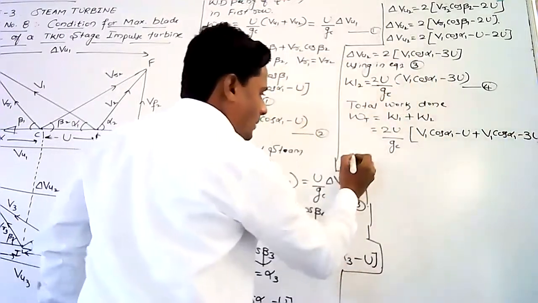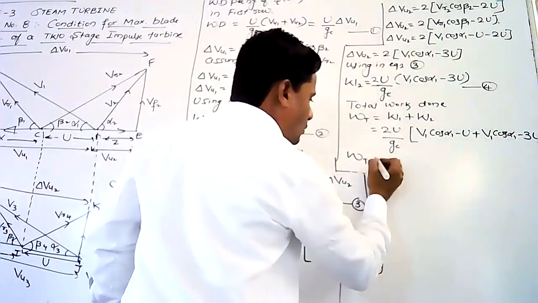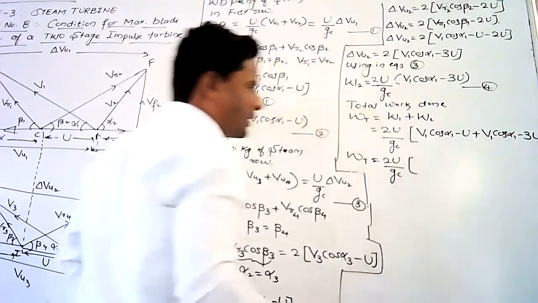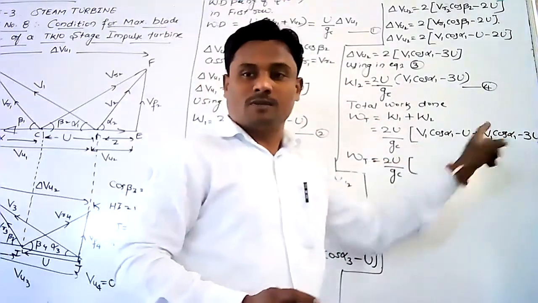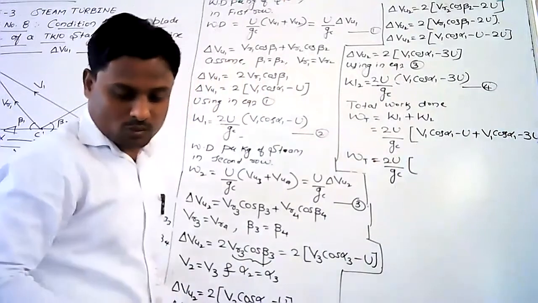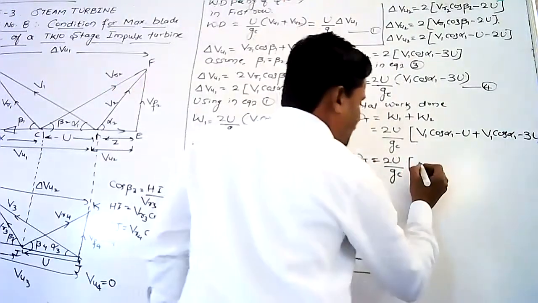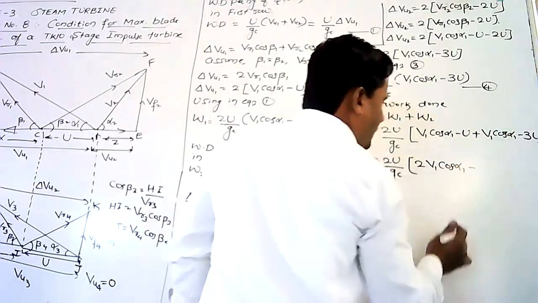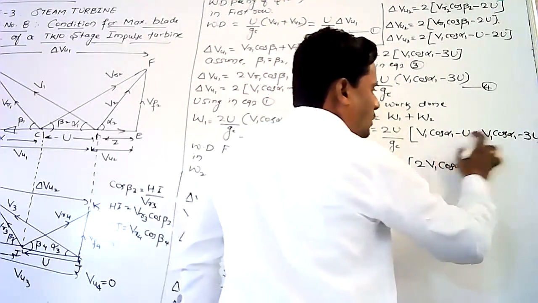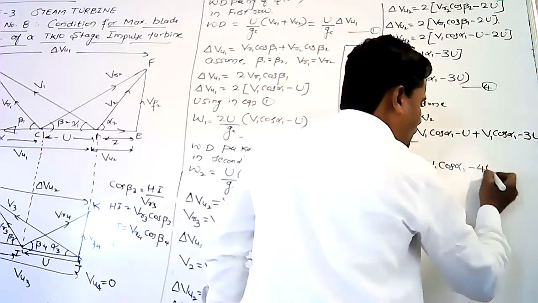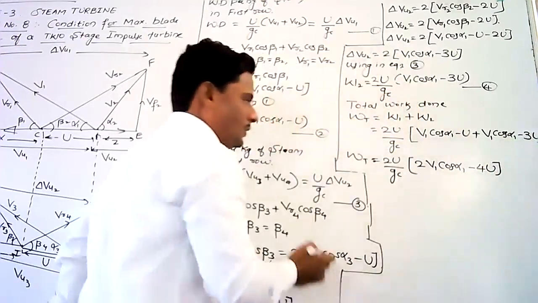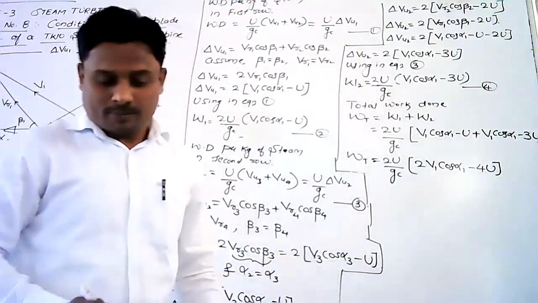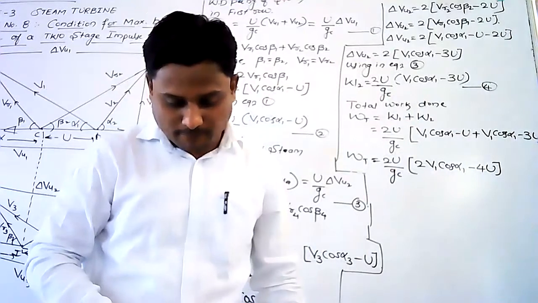So Wt equals 2u by Gc into, V1 cos alpha 1 plus V1 cos alpha 1, that is 2V1 cos alpha 1, minus u minus 3u, which is minus 4u. Is that clear, all of you? Yes. Fine.